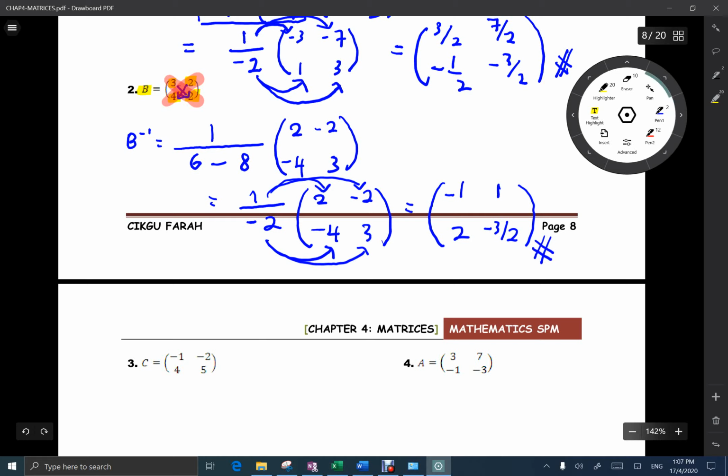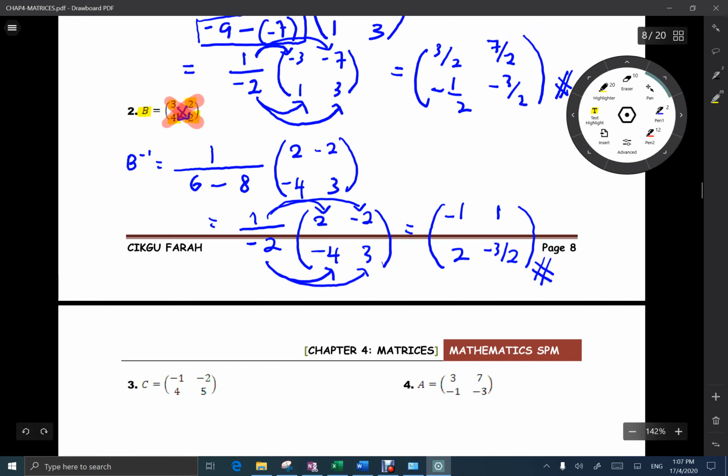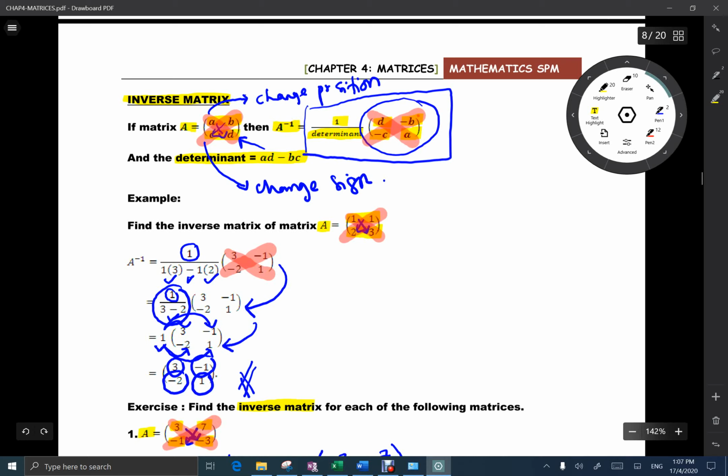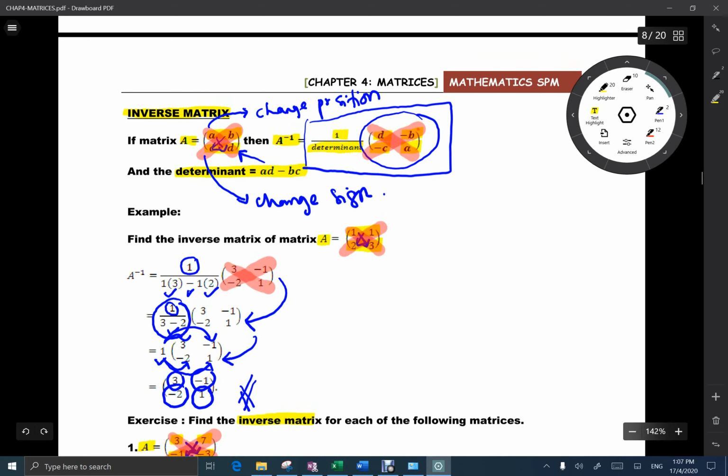It is easy, right? You just need to remember the formula again. So, what is the formula to find inverse? It must be 1 over determinant. This part, you need to change the sign. Okay. 1 over determinant. This part, change sign. And this part, this part is change position. And this part, you change the sign. So, to find determinant, the formula is AD minus BC. Okay, you need to hafal the formula.